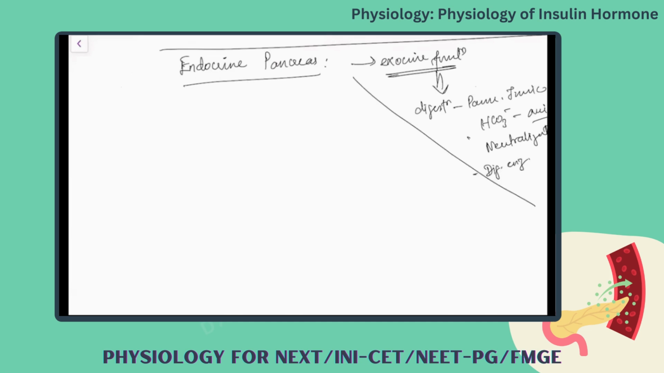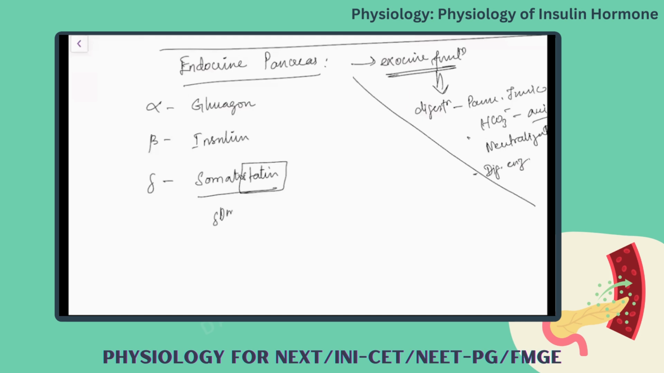This endocrine gland of the pancreas has three different types of cells called alpha cells, beta cells and delta cells. Alpha cells produce a hormone called glucagon, beta cells produce insulin and delta cells produce somatostatin. As the name statin, what does it mean? It stops. What is it stopping?